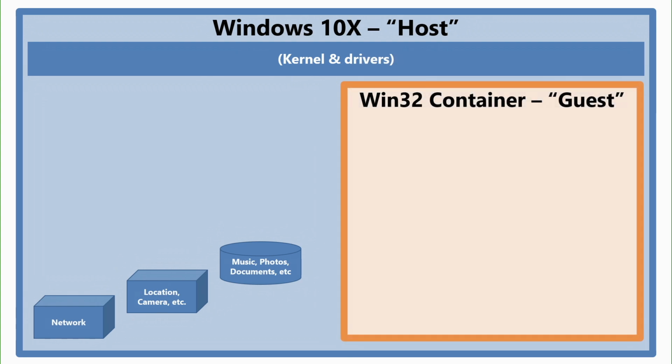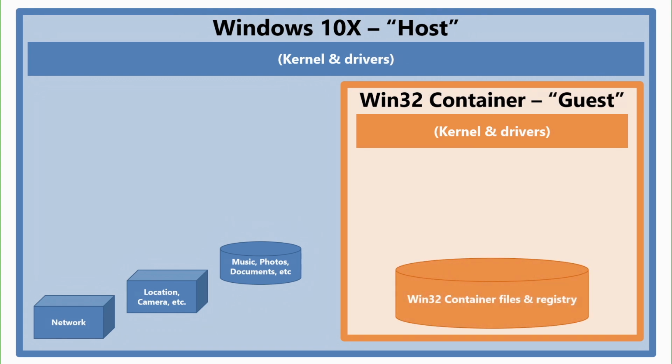Now, in addition to the Windows 10X host operating system, we also have the Win32 container, which we call a guest operating system. And this has its own kernel and drivers as well. It's a separate kernel from the host. And it has its own resources to look like a Windows PC. So it has a Win32 file system, and it has a registry. Now, you might want to think of this somewhat like a virtual machine, but the Win32 container has better integration with the host and higher performance than a regular virtual machine. So conceptually it's similar, but there are some differences that improve the user experience, performance, etc.